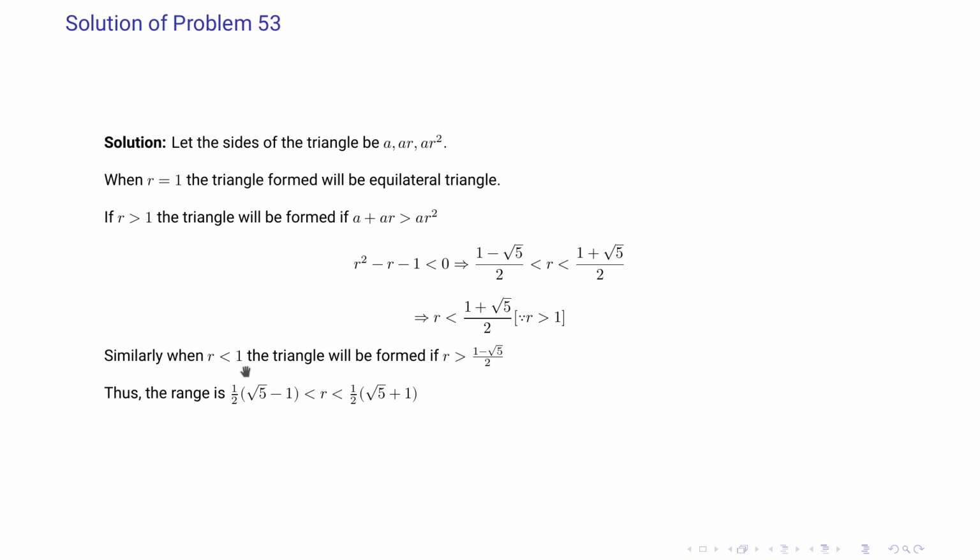Now if r is less than 1, then triangles will be formed if r is greater than (1 minus square root of 5)/2. You can proceed similarly in the example, and then the range is what we need.